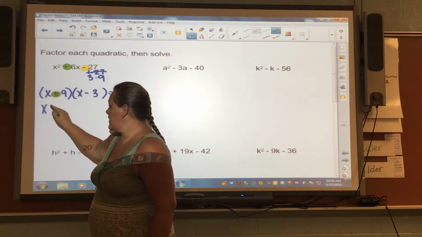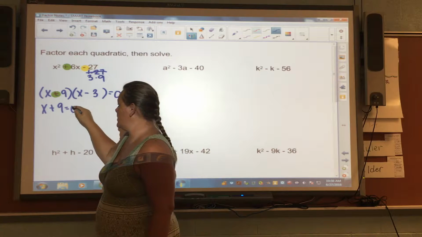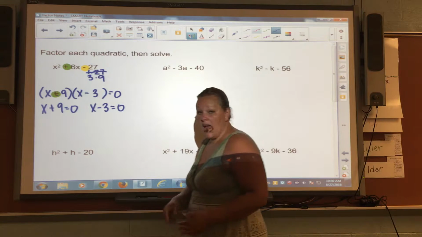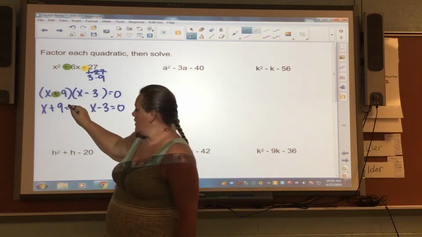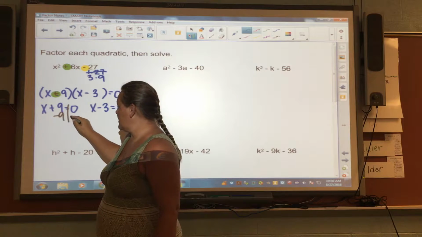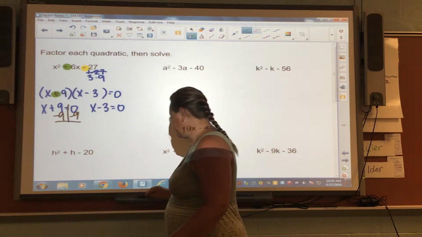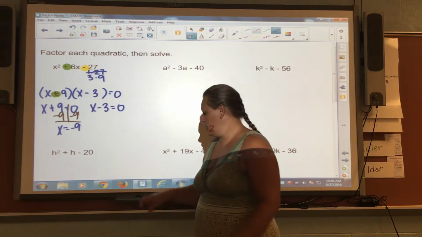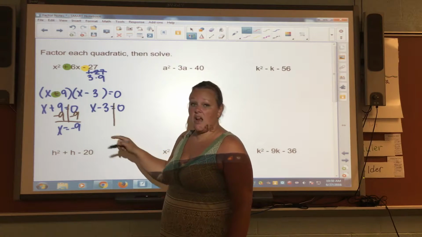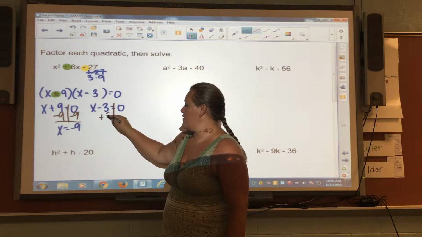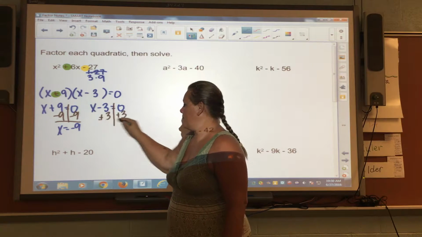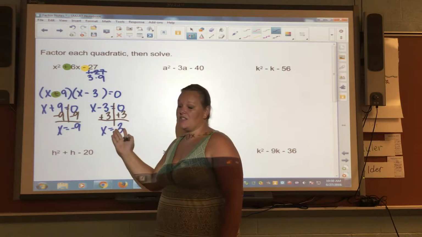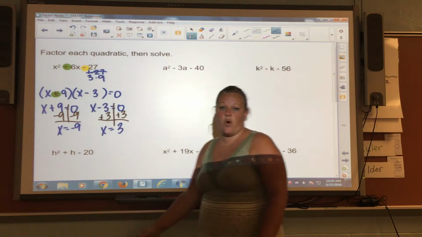So I have x plus 9 is equal to 0, and x minus 3 is equal to 0. And solve each one of them. The opposite of plus 9 is to subtract 9 from both sides. And I get x is equal to negative 9. And the opposite of minus 3 is to add 3 to both sides. And I get x is equal to 3. So that's the two solutions to that quadratic.